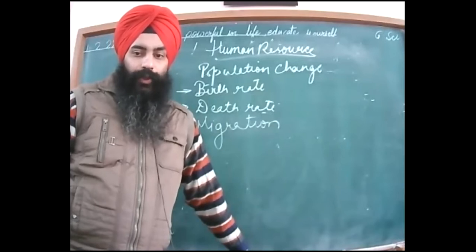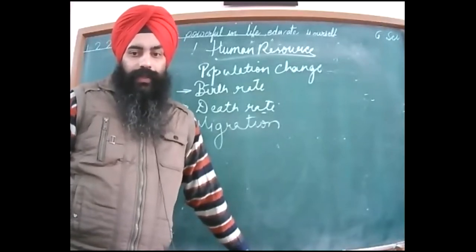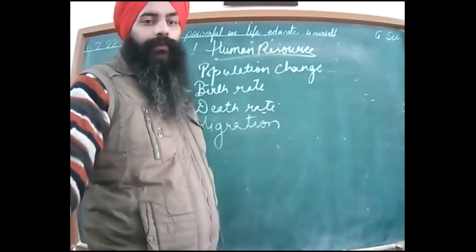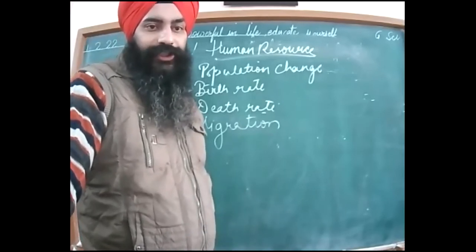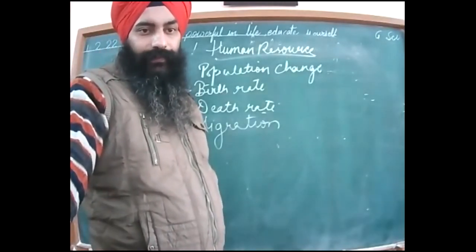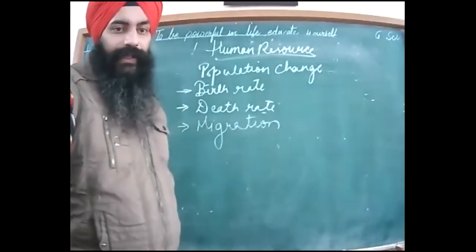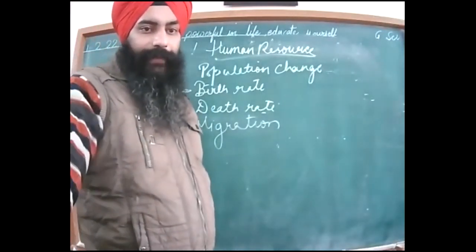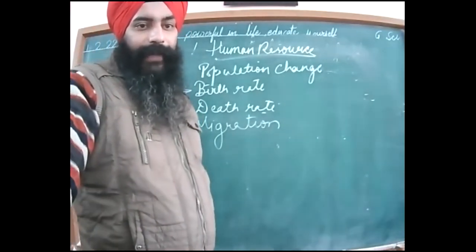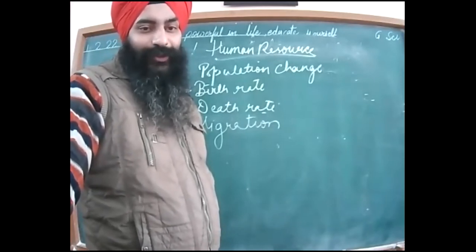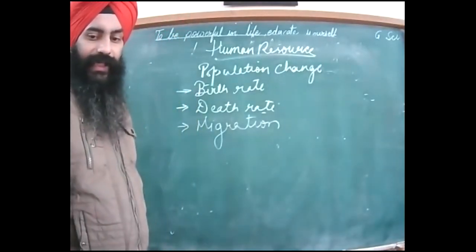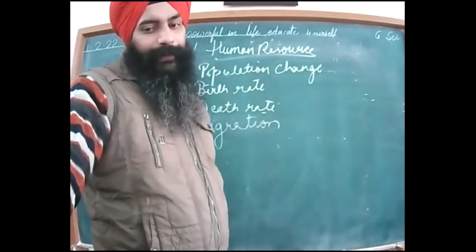Third, matrimonial relations. Girls after marriage leave their parental home and move towards their in-laws. Matrimonial relations, employment, better living conditions, education. Presently, our youth are moving abroad, towards Canada, America, Australia, for better education. Clear? So these are the factors responsible for affecting the migration of people.